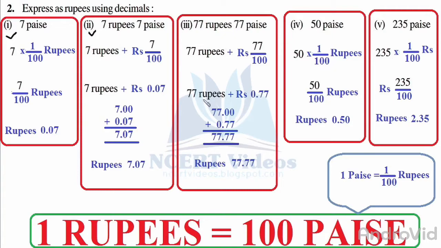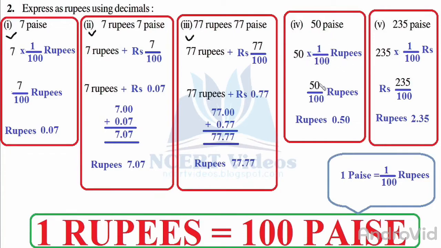Now it's a matter of adding 77.00, with 2 zeros because there were 2 decimal places here. That's why we place 2 zeros. Now writing this, 0.77. The important thing is decimal should come below decimal so that you don't get puzzled. So 77 and 77. So it makes 77.77 rupees.